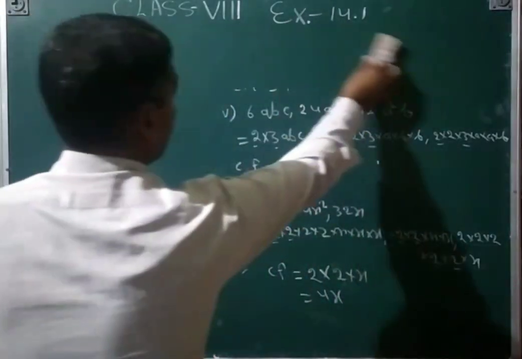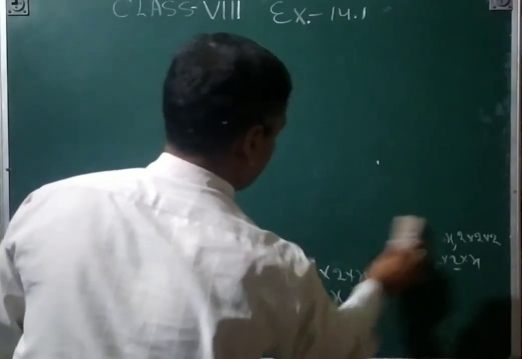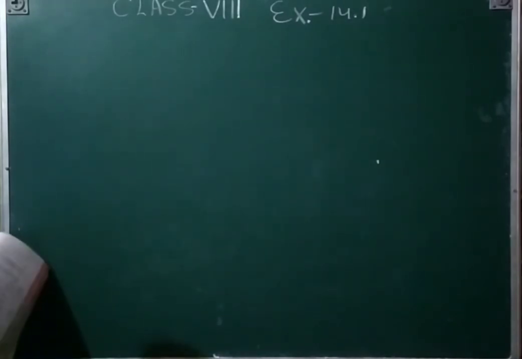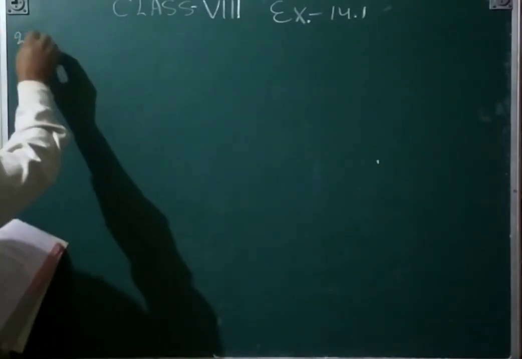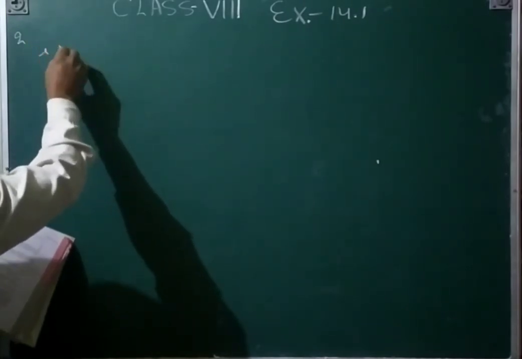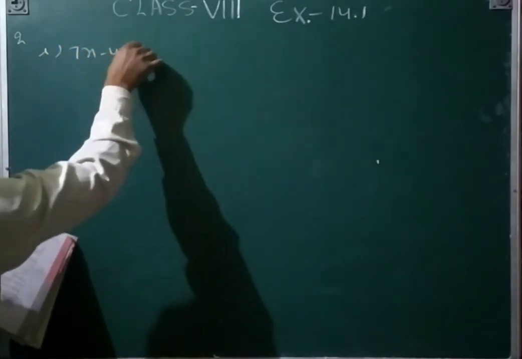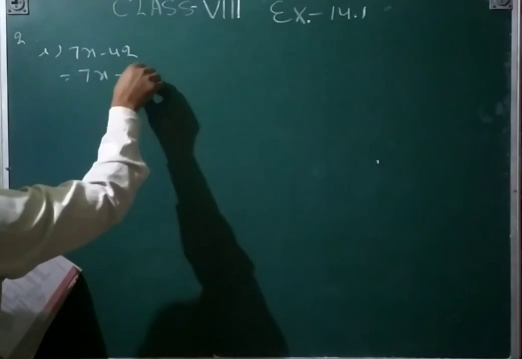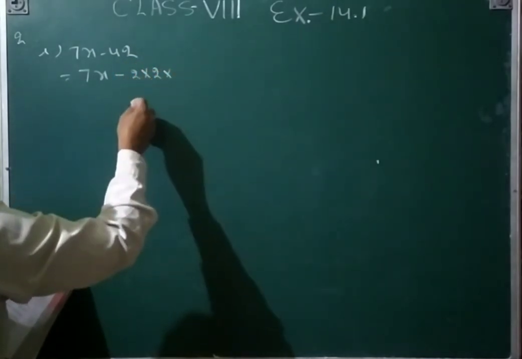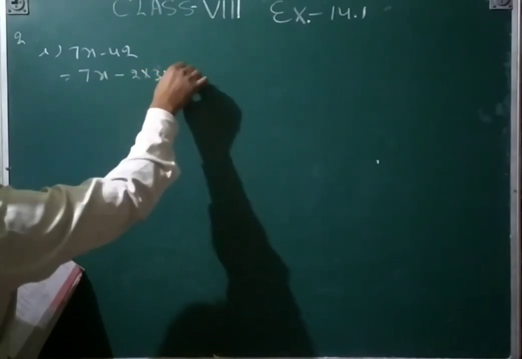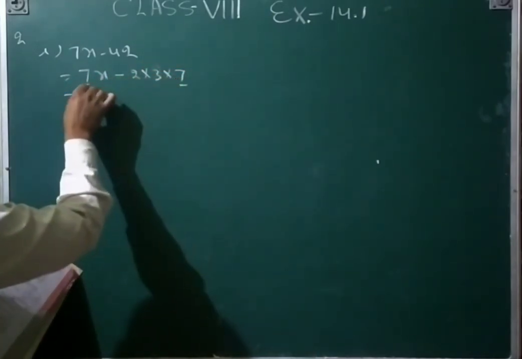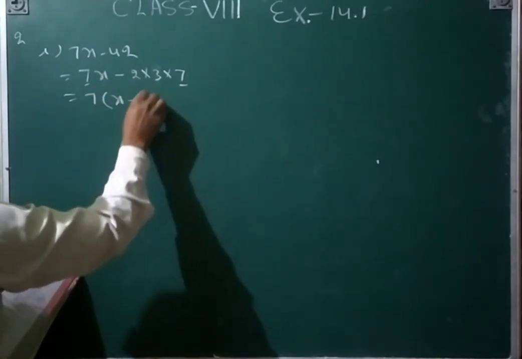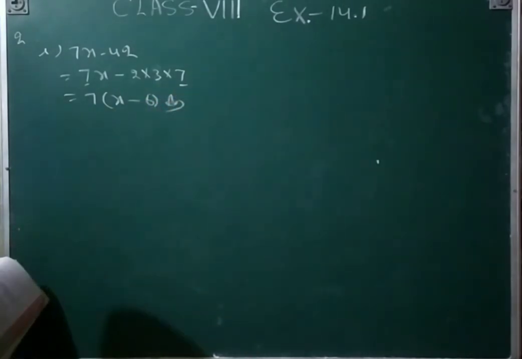And the next question will also be the same, that is, a common thing is there. Factorize the following expressions. The first part: 7x minus 42. You write 7x minus 2 into 3 into 7. You are looking these are the same, so that is common, and what is left is x and then minus 6. This is the answer.